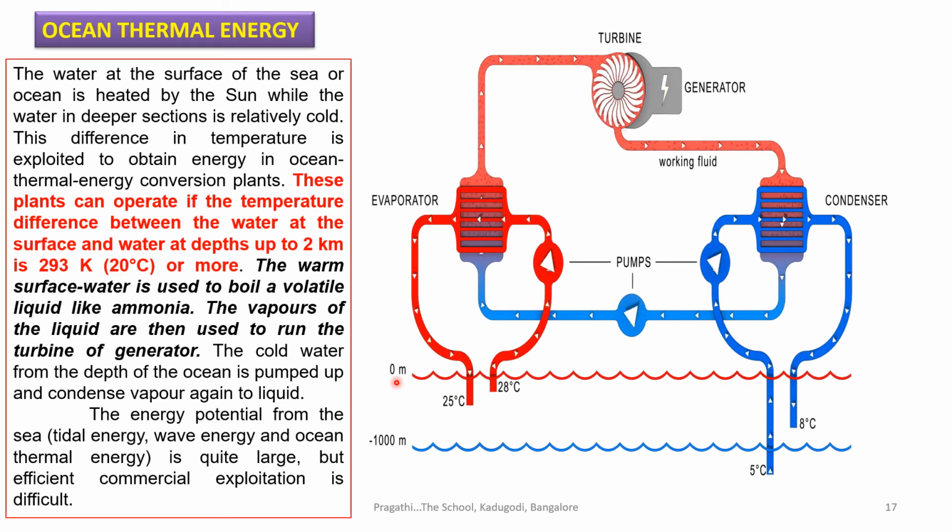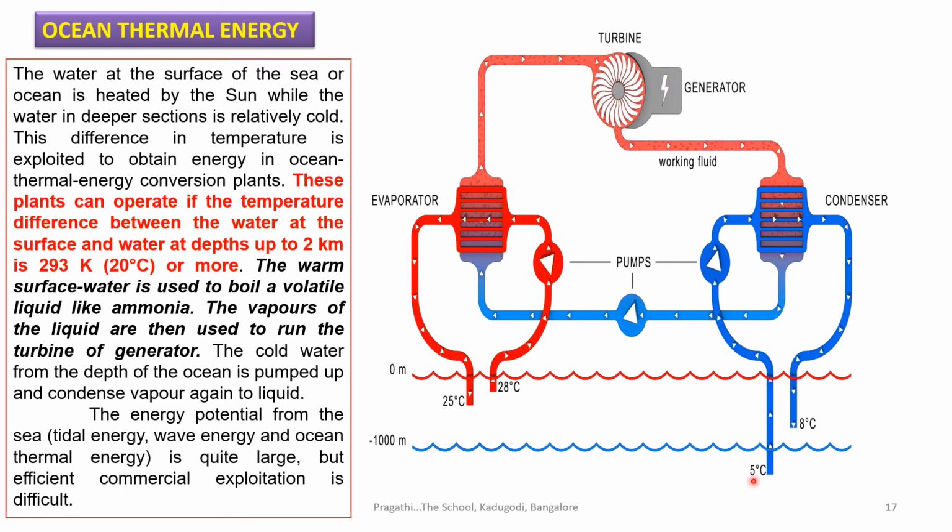You see here 0 meters. 0 meters means this is the surface of the ocean. Whatever you see, this is the surface, 0 meters. And if you go inside, minus 1000 meters, that means 1 kilometer, or you go to 2 kilometer depth. If you go to 1 kilometer depth, what will be the temperature? The temperature will be 8 degrees. And if you go down to 2000 meters, that is 2 kilometers inside, it will be 5 degrees centigrade.